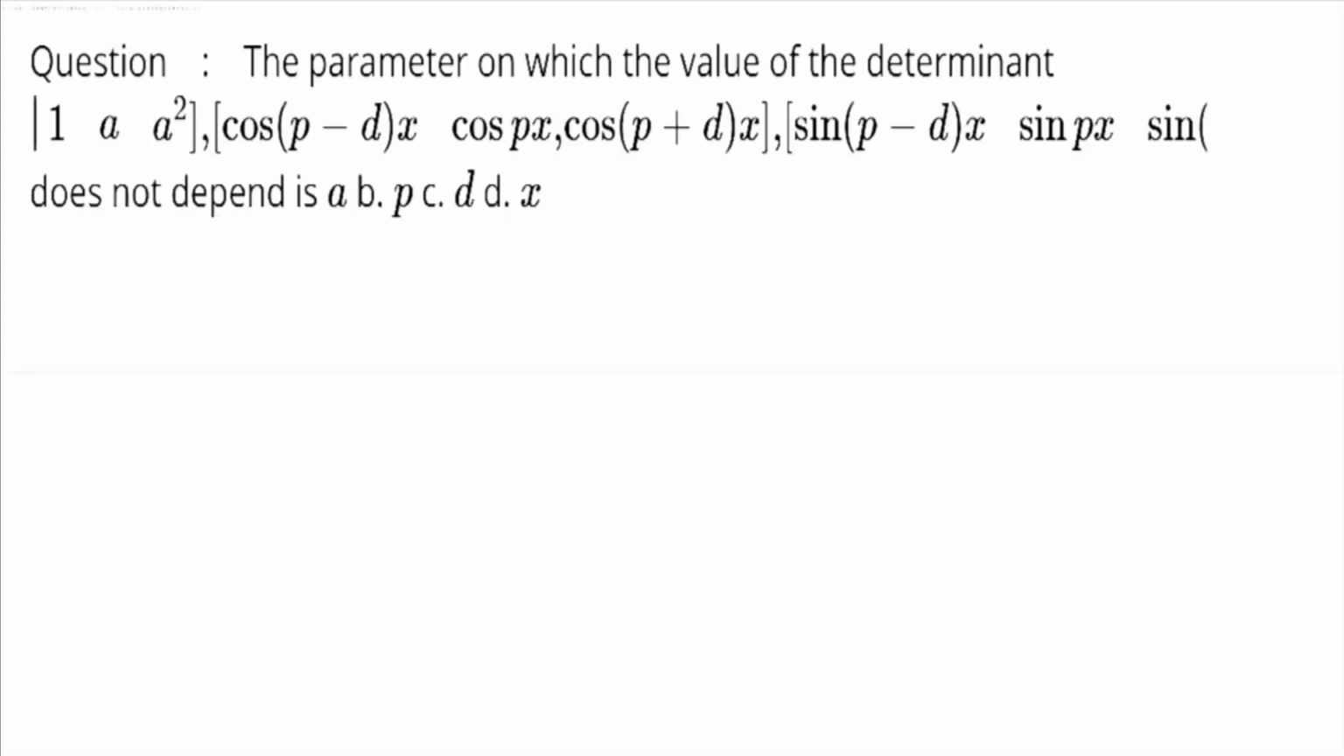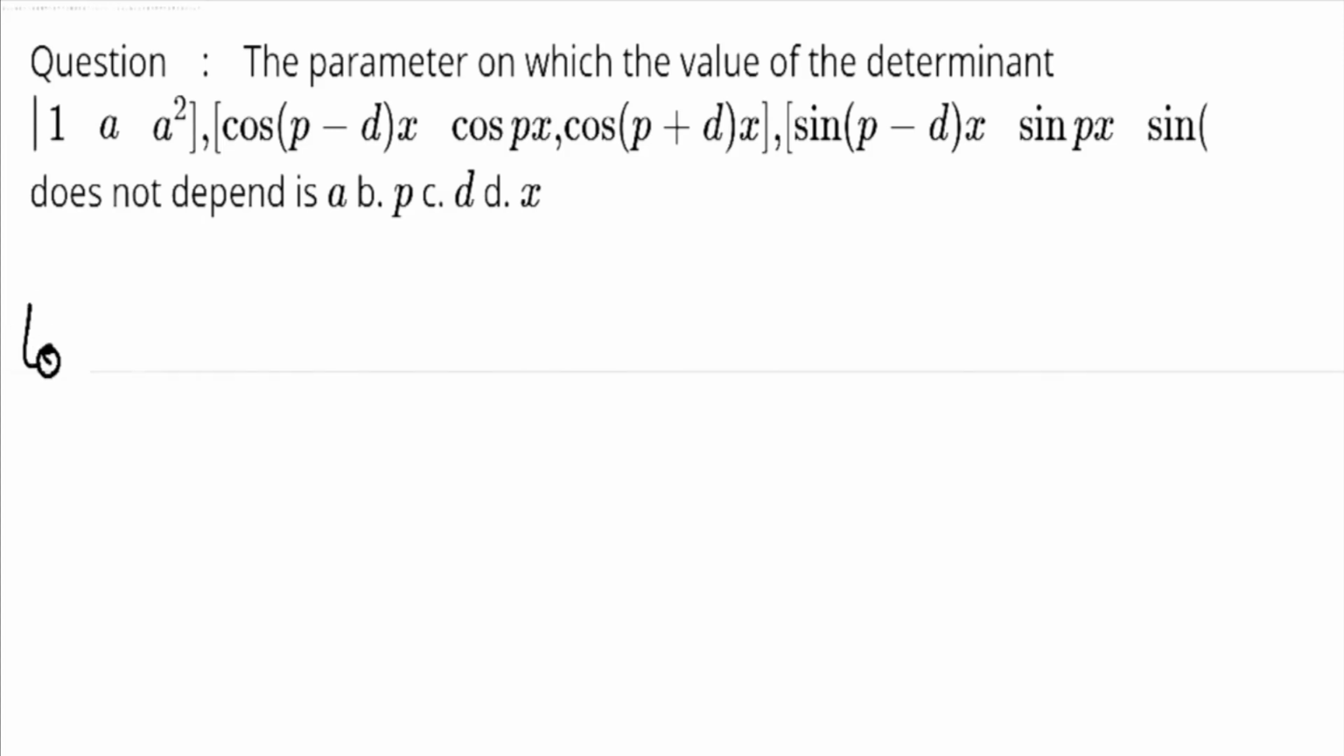Hello students, the parameter on which the value of the determinant we have is this. This is the determinant we have given, and it does not depend on it. Here some options are given: A, B, C and D. We have to tell which one is the correct option.